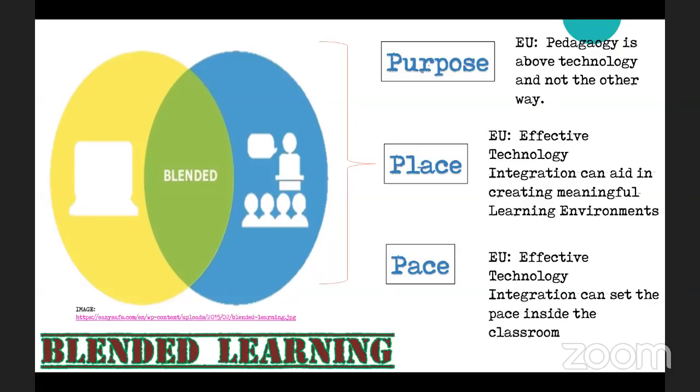And lastly, when we talk about blended learning, it also has something to do with your technology integration that would set the tone or even the pace inside your classroom. You need to be able to identify how your students will be able to learn. You need to also design, will this be synchronous? Would this be asynchronous? Would I need to be with them when they do this blended learning task, or can I let them go and do this on their own?